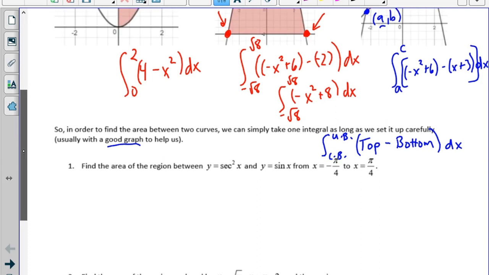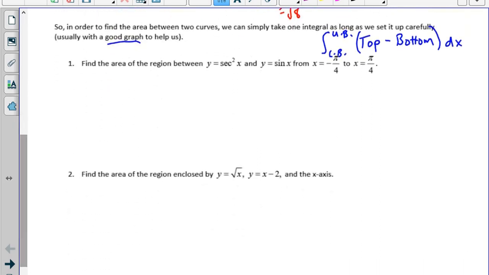So let's take a look at number 1. Find the area of the region between y equals secant squared x and y equals sine x from x equals negative pi over 4 to pi over 4. So if we take a look at a graph of this, secant is just like cosine's reciprocal. I don't know what I was talking about. So secant is cosine's reciprocal.